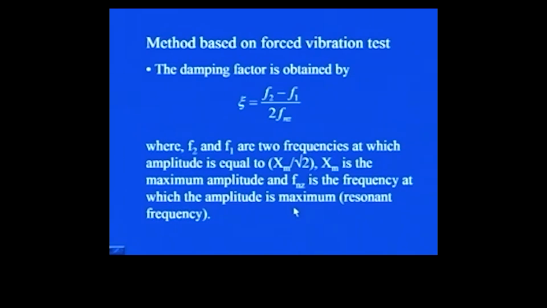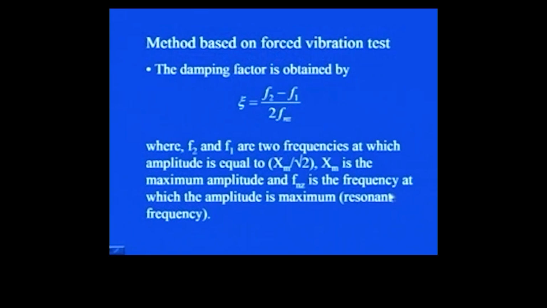So, once we know the amplitude versus frequency curve, we can find out this f and z, which is the frequency corresponding to the maximum amplitude. This frequency is also known as resonant frequency, and then we know the peak amplitude. If we reduce that by 0.707, then we get correspondingly two frequencies, that is, for one amplitude there are two frequencies, and the difference of those two frequencies divided by 2 times this natural or resonant frequency of the system will give us this damping factor, which is a measure of the damping.